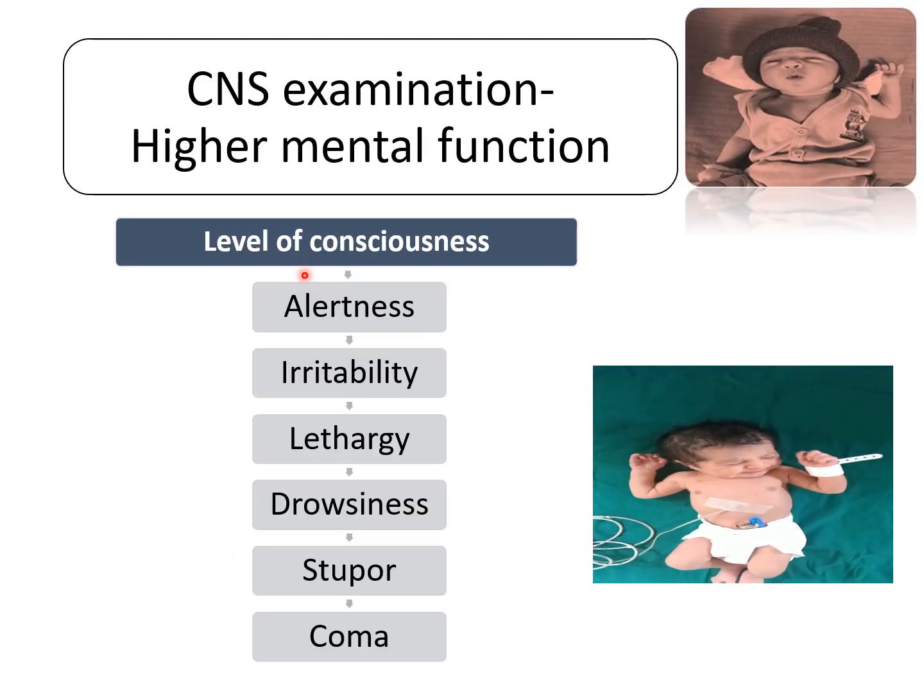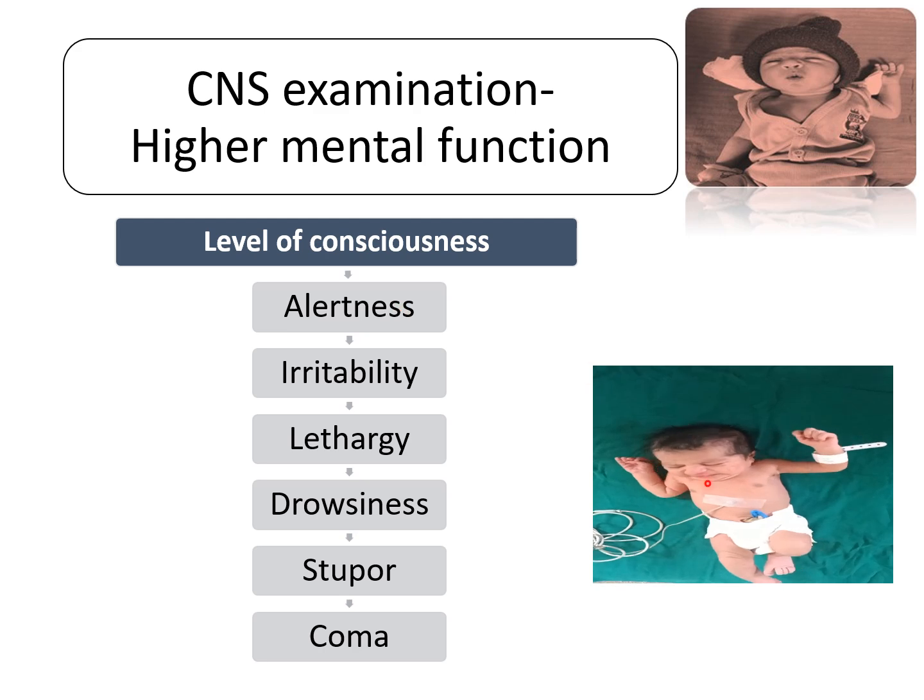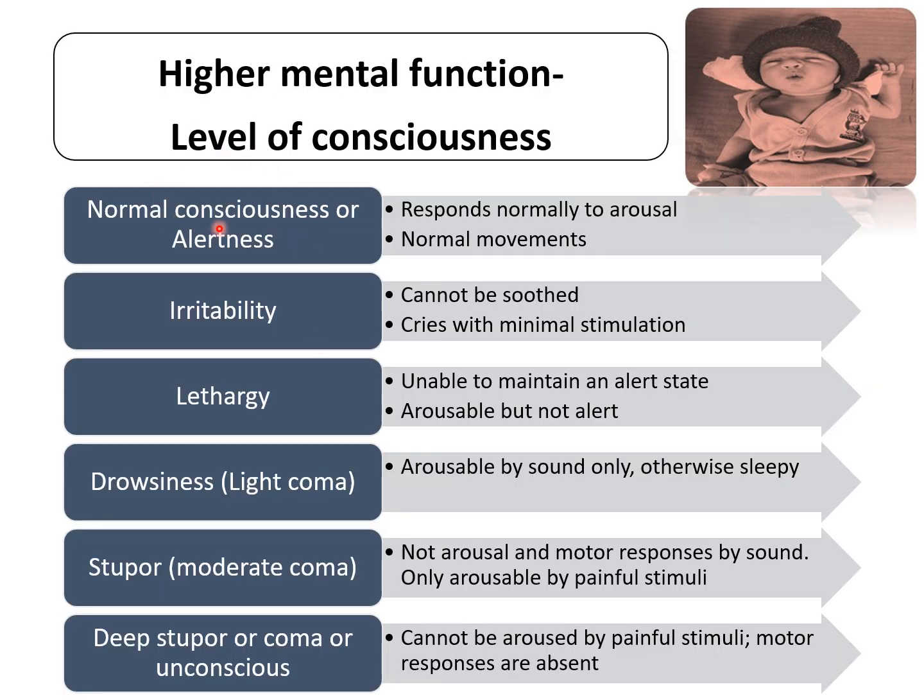Then assess the level of consciousness. Baby is alert, active as in this video, or having irritability, lethargy, or baby is drowsy or stupor or comatose. We label the normal consciousness or normal alertness when the baby responds normally to the arousal and has normal movements of the limbs and face. We label the irritability when the neonate cannot be soothed or cannot be consoled and has irritable behavior and agitated cries with minimal stimulation. That means baby is irritable.